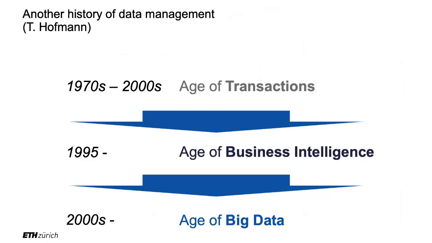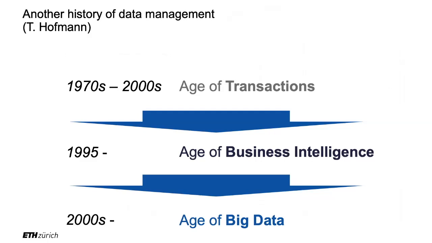So you see, the prehistory is the 1970s, right? This is where relational databases in a modern form started, because we saw they are thousands of years old. That's the age of transactions, right? It's a database where you have inserts, updates, deletes the whole time, and possibly with transactions, as we saw, and then you can query it, right? That's the front end of a website, for example.